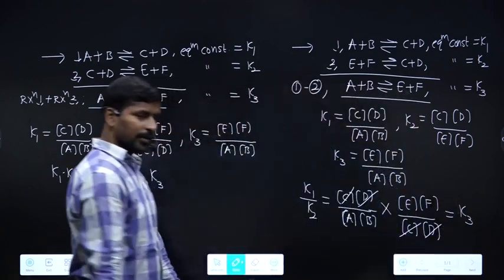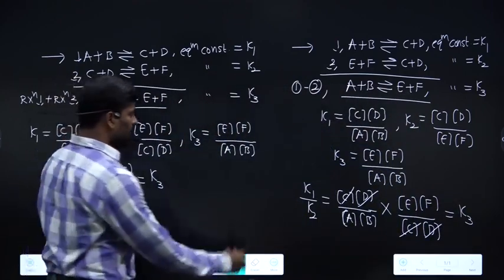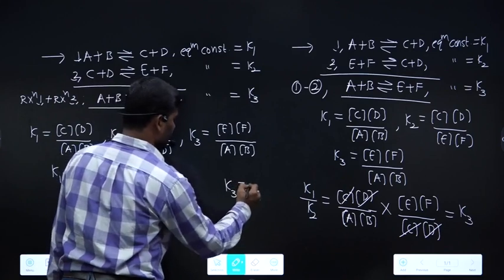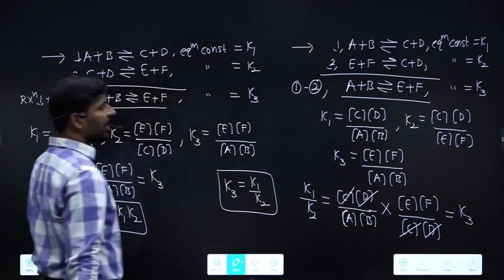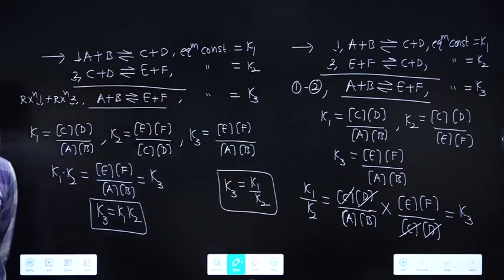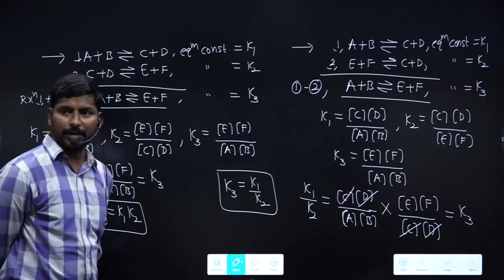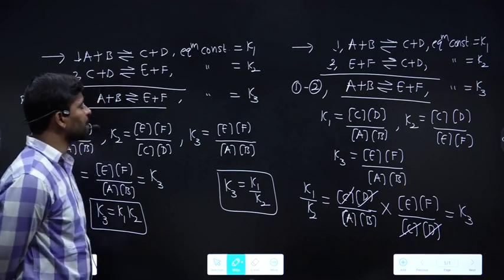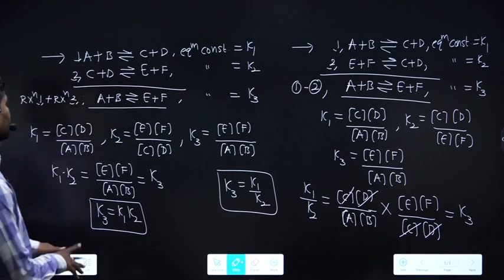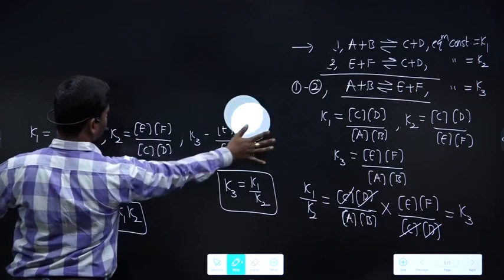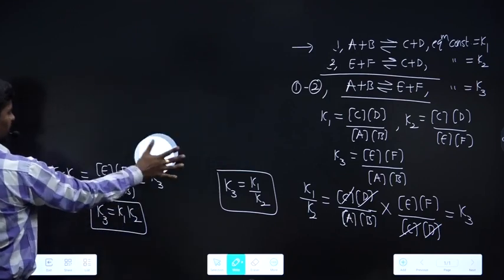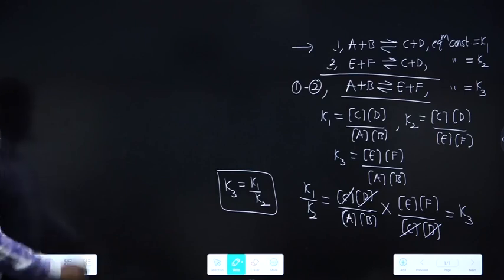So just remember the final conclusions. K3 is equal to K1 by K2. So if reaction 1 minus reaction 2 gives reaction 3, then K3 is equal to K1 by K2. These are the various cases we have. Previously 4 marks questions were also given in CSIR from these expressions.